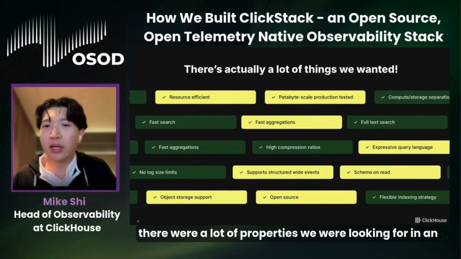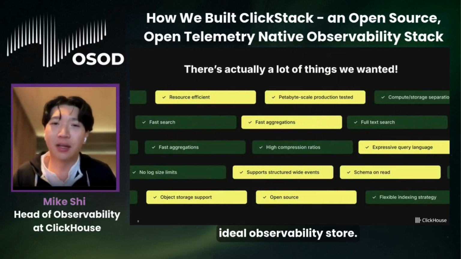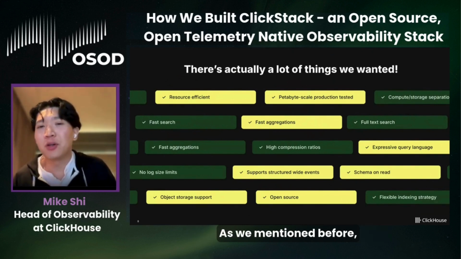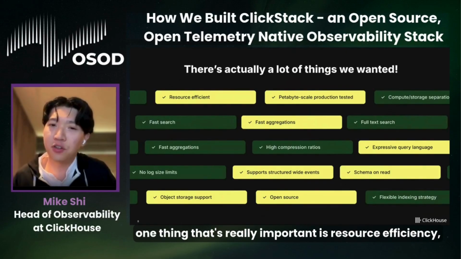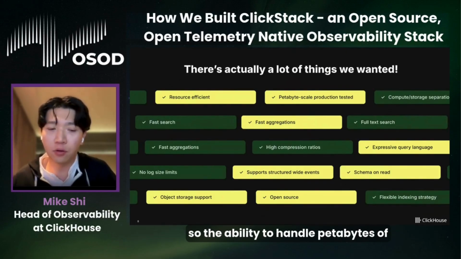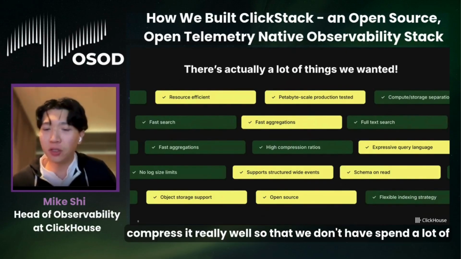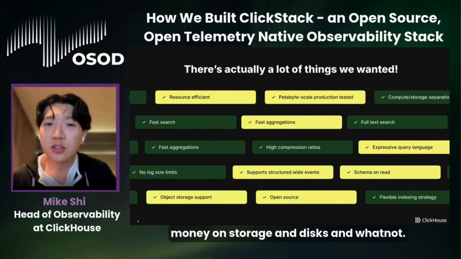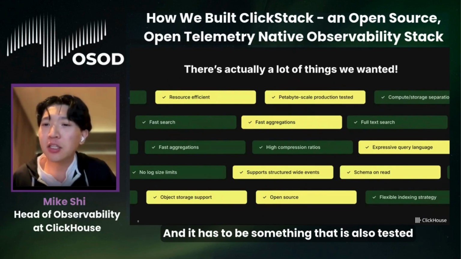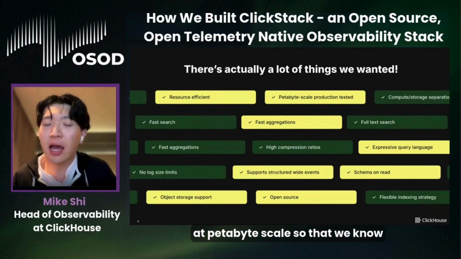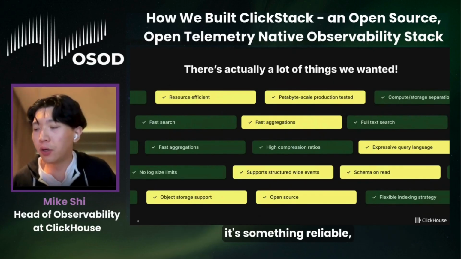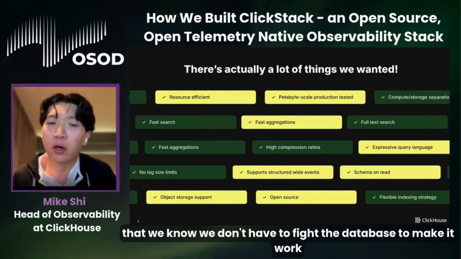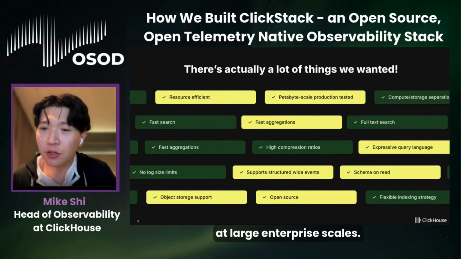And actually, there were a lot of properties we were looking for in an ideal observability store, and I highlighted just a few of them. As we mentioned before, one thing that's really important is resource efficiency: the ability to handle petabytes of data and compress it really well, so that we don't have to spend a lot of money on storage and disks. And it has to be something that is also tested at petabyte scale, so that we know it's reliable, and we don't have to fight the database to make it work at large enterprise scales.